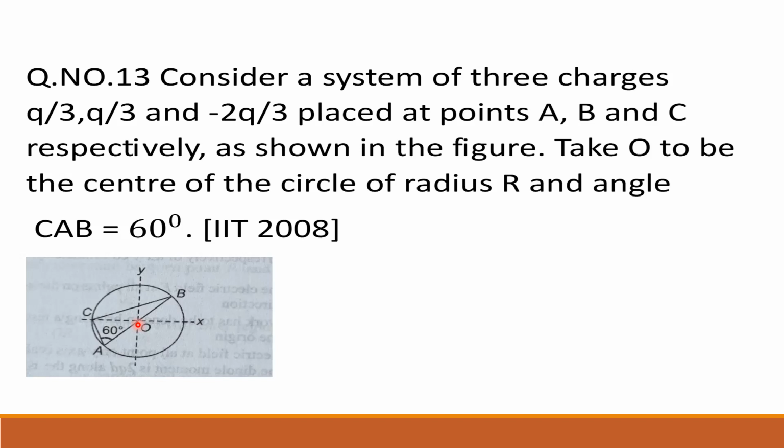Then the force by q by 3 at A and the force by q by 3 at B will balance each other, because A repels towards B, B repels towards A. Both will get cancelled. Remaining is only because of C, right? And C is a negative charge. Negative is attracting this positive charge. Therefore, net will be towards C.